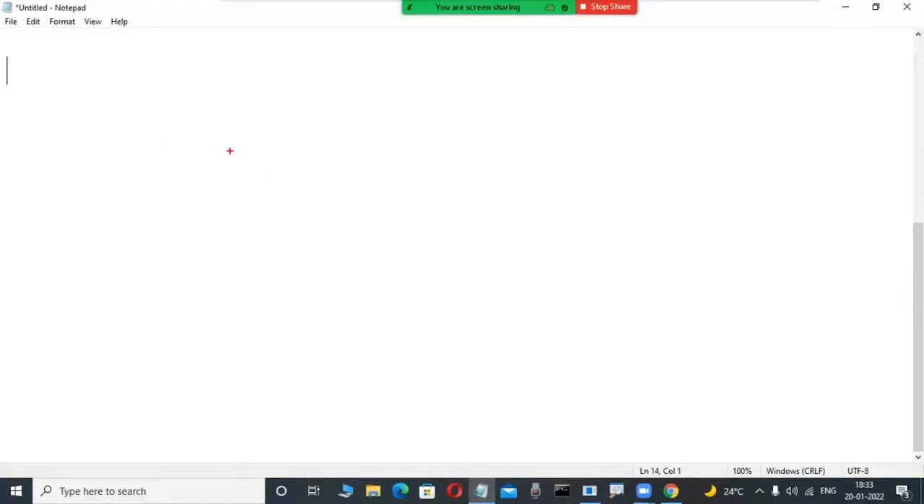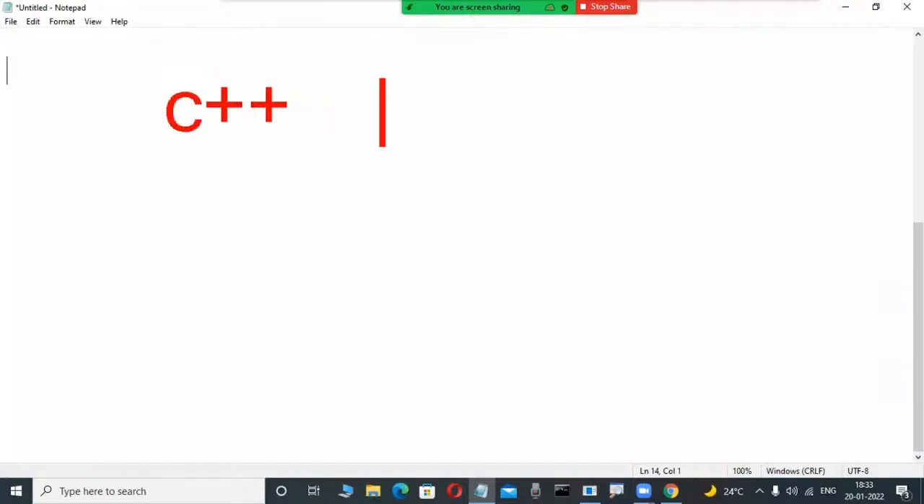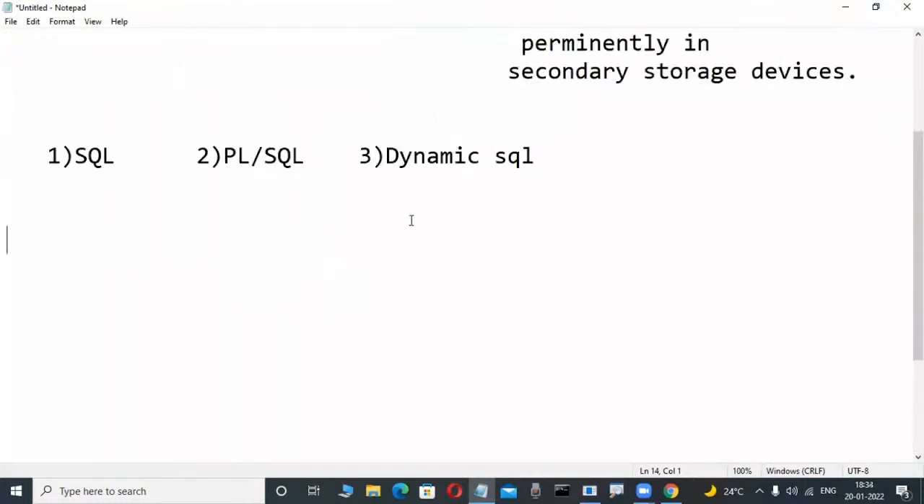Suppose there are so many object-oriented languages. Maybe so many fellows have an idea of object-oriented languages worldwide. What are the object-oriented languages worldwide? C++ is an object-oriented language. Java is a popular object-oriented language. C# .NET is an object-oriented language. VC++ is an object-oriented language. So many object-oriented languages are there. Suppose I take two languages as an example today.